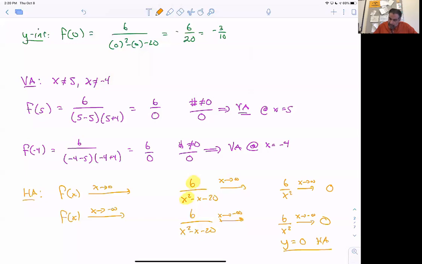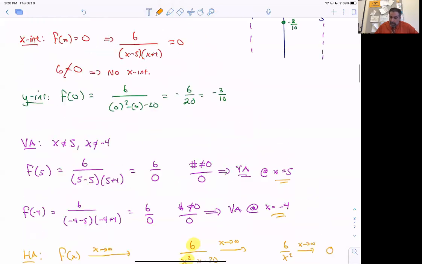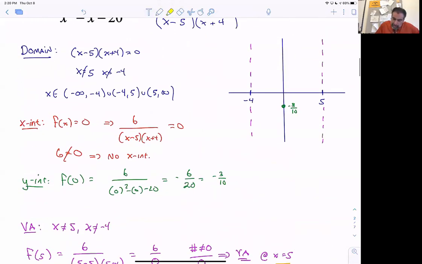And just to be clear, x equals 5 and x equals -4 were the equations of those vertical asymptotes. So going back up here, what that means is I am going to get an asymptote along the axis. So I'm just going to kind of highlight that so you can see it.